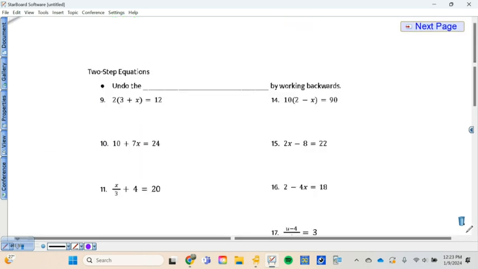Let's look at these. So, more two-step equations. Again, we undo the order of operations by working backwards. First we need to identify what are the operations that we see in the original equation, and then think about how we undo those. So let's start with number 10. Number 10 is just like the one we did for bell work.